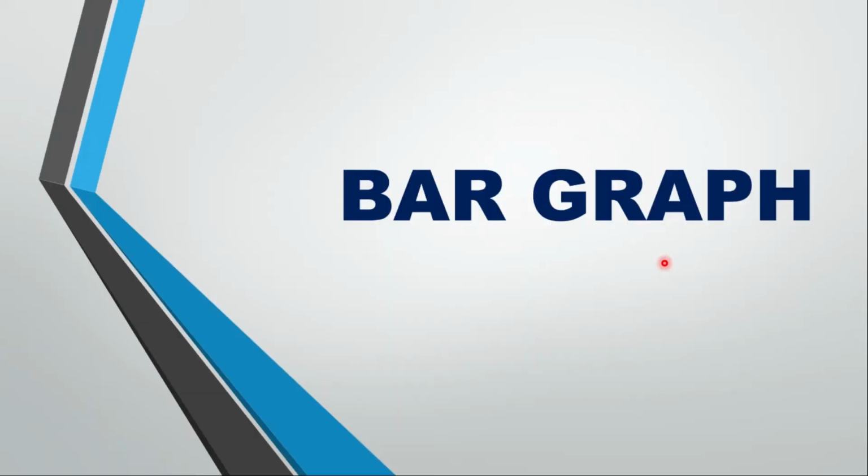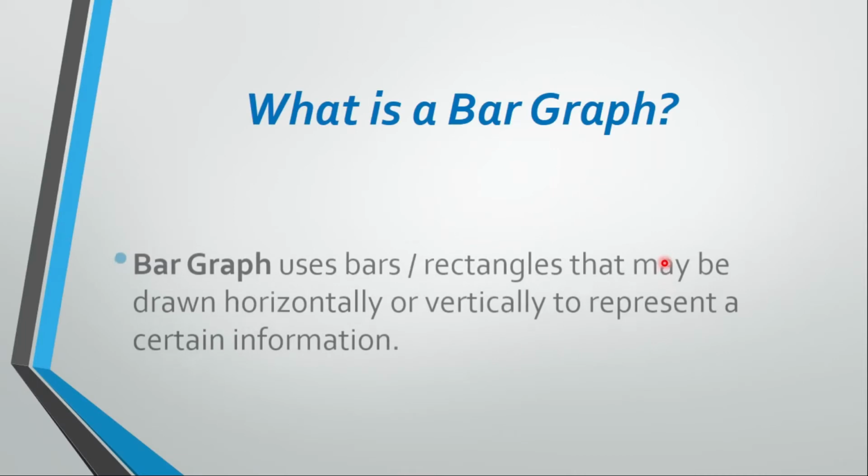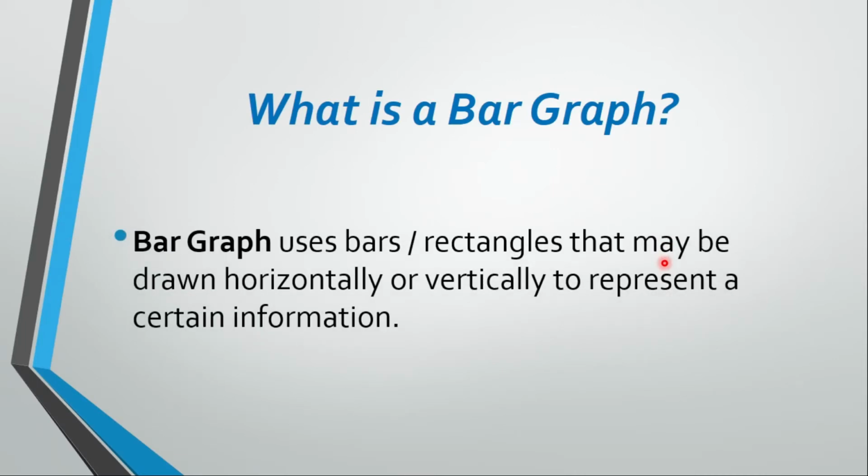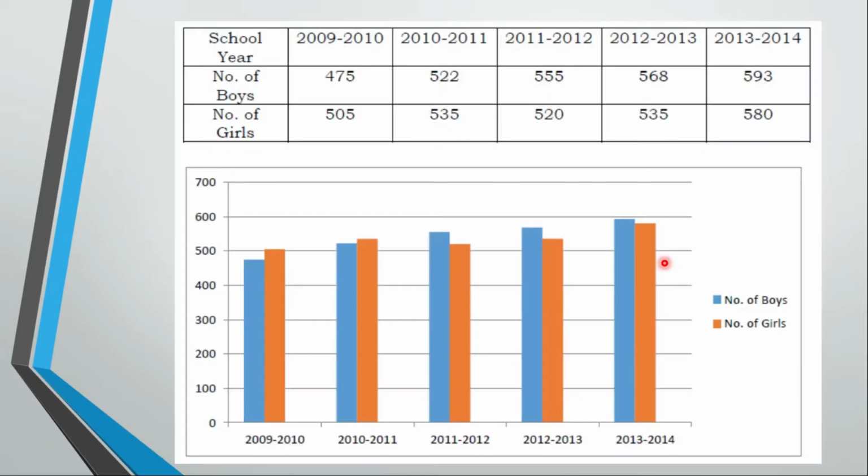Next, we have the bar graph. When we say bar graph, it uses bars or rectangles that may be drawn horizontally or vertically to represent a certain information. Now, ganito siya. In other graphs, we only used one rectangle kung iisa lang yung data mo. Pero kung dalawa, you can use two graphs, or kung tatlo, okay lang din, basta magko-compare sila.